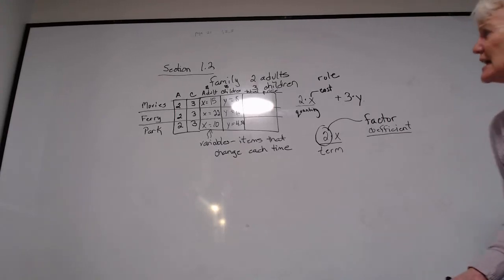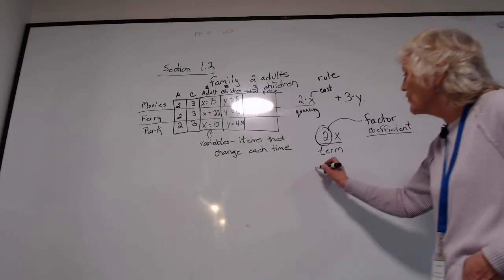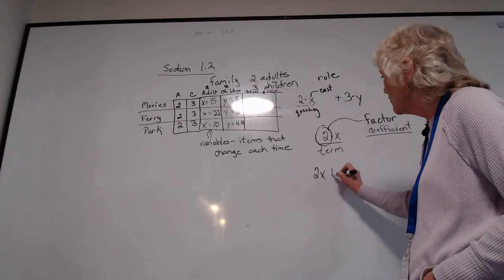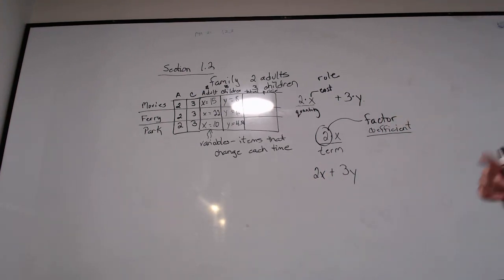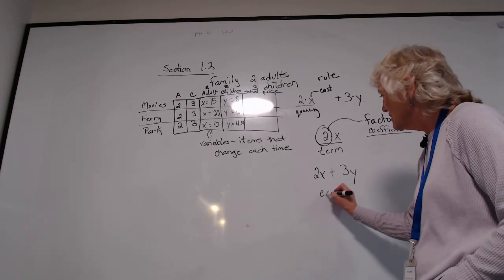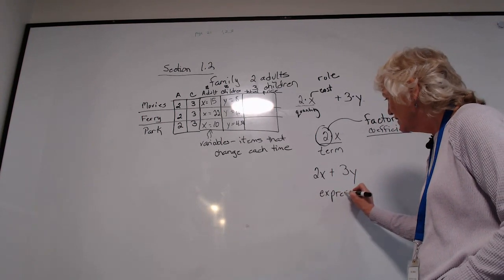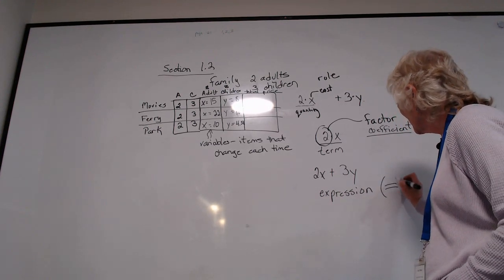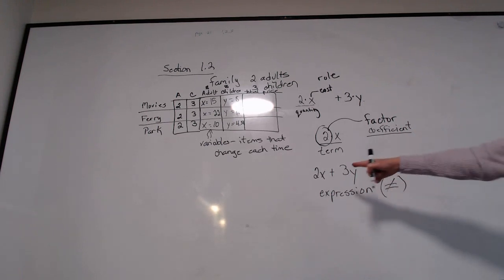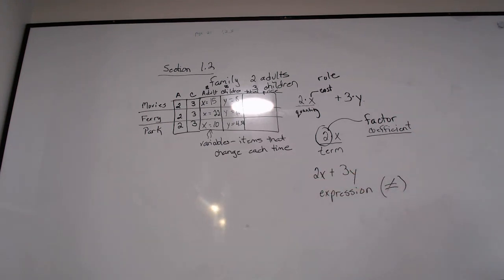Okay, the next thing is an expression. This whole thing, we kind of talked about that before, but terms added together, so when we add or subtract terms, those are called an expression. The thing an expression does not have is an equal sign. So an expression does not have an equal sign.